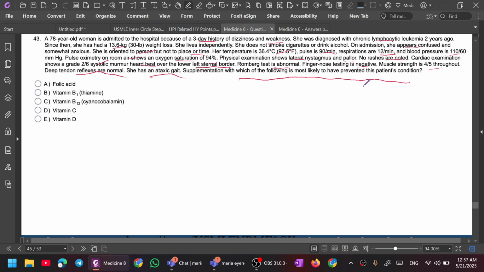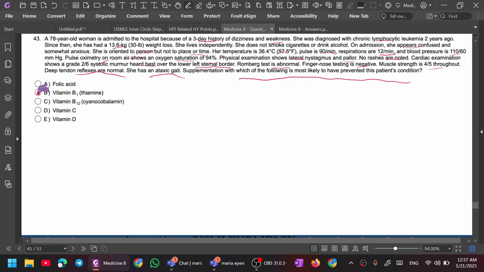He's alcoholic, isn't he? No, where did you see that? Let me see. It does not say that, only CLL. Yeah. Is it vitamin B1? I was between that and B12, so I don't know. I think it's between one or the other. Deep tendon reflexes are normal.